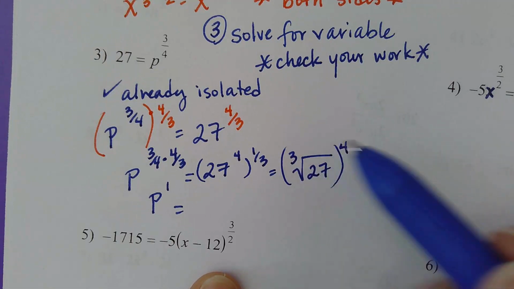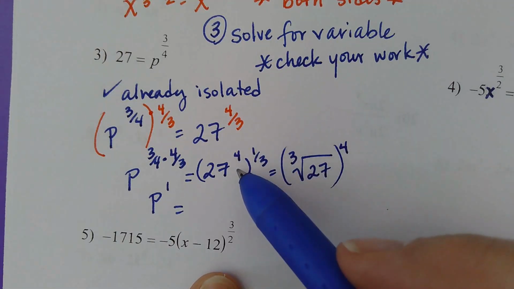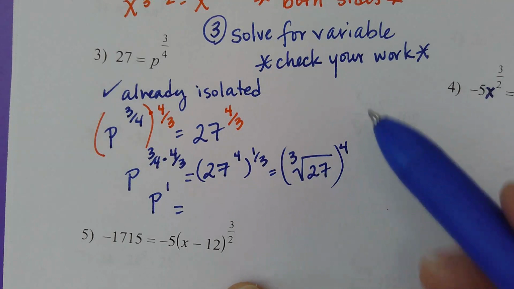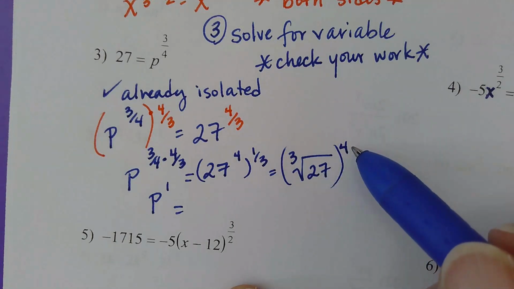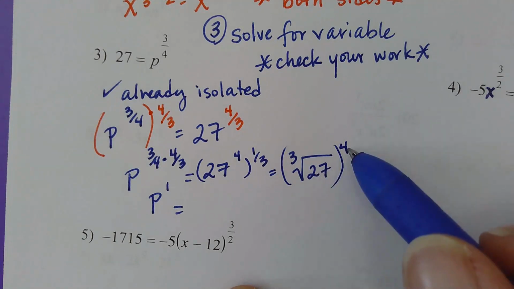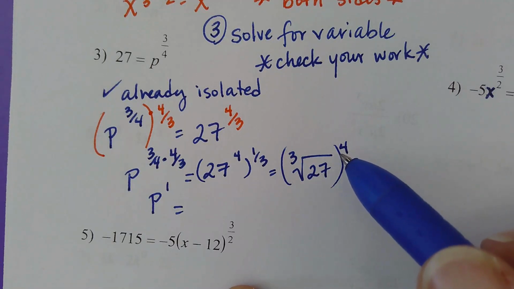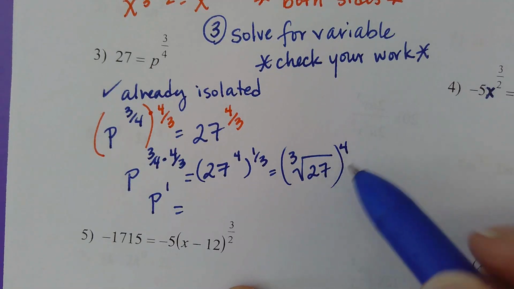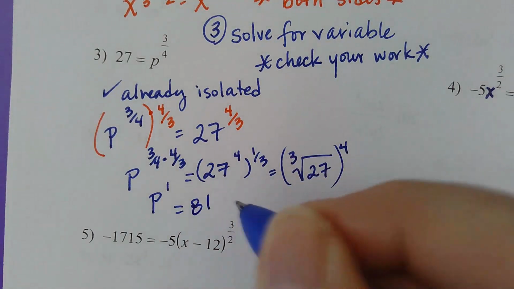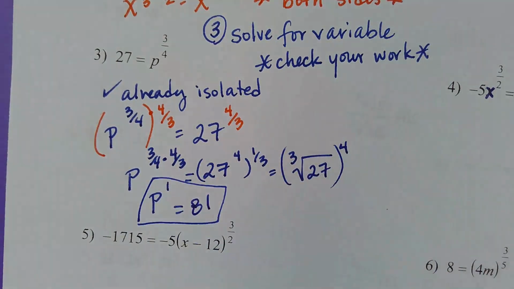So cube root, I can do the 4th power and I get a big giant number and then I do cube root, or I can do cube root and then do 4th power. So then I would get 3 to the 4th power. Or you can put it in the calculator and get 81.